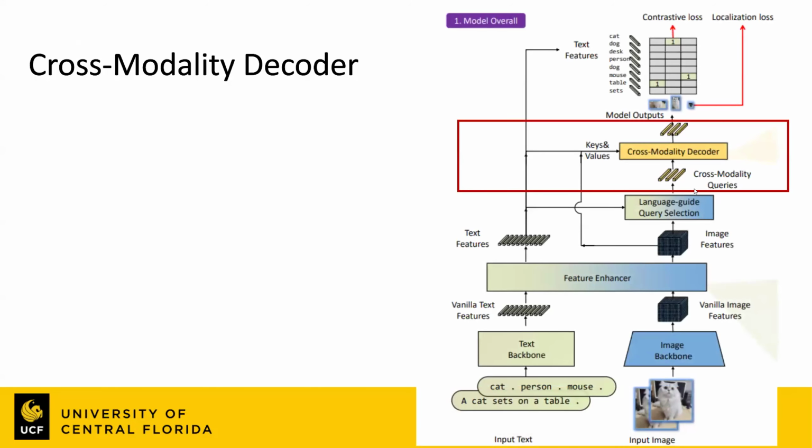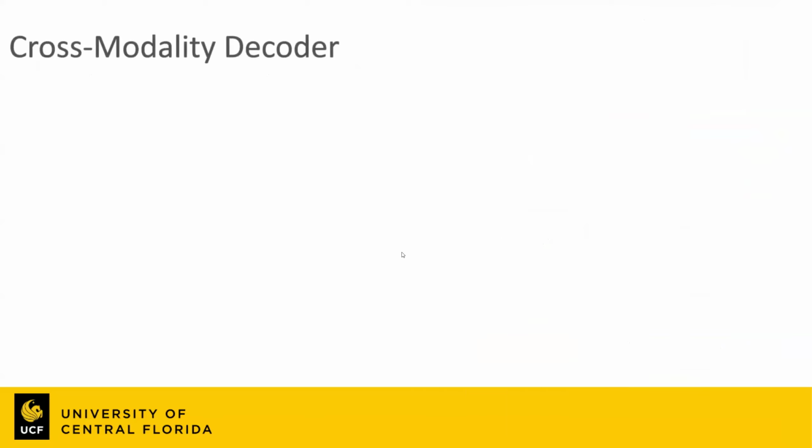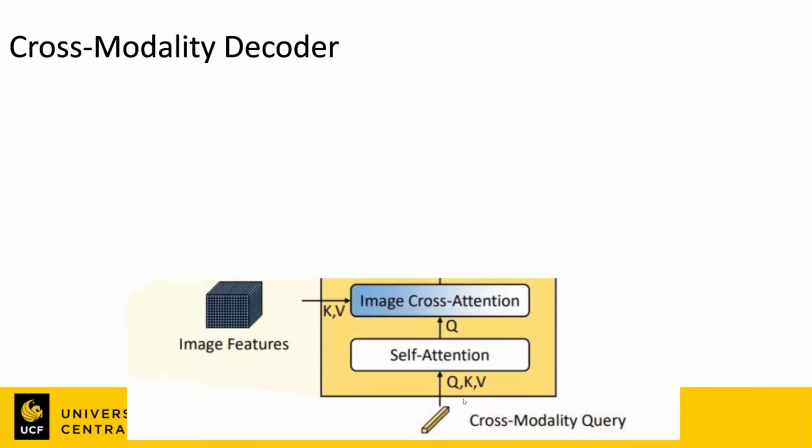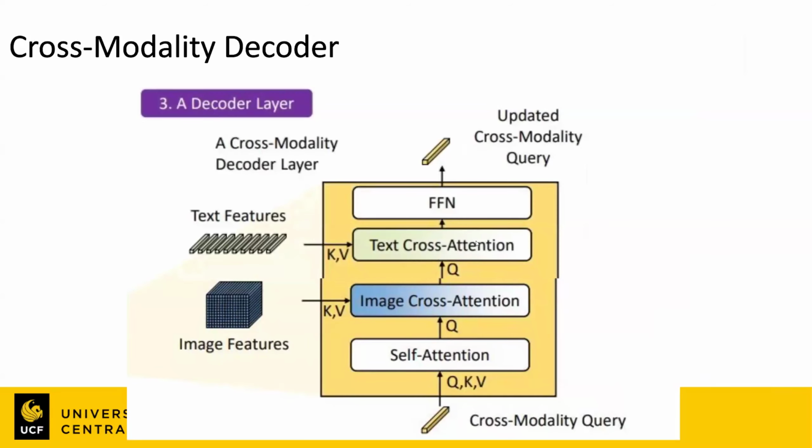So this is the third stage, which is cross-modality decoder. Here you take the cross-modality queries, which were sent from the previous stage, and you perform self-attention on it. And then you use those queries and key and value from image features to perform cross-attention. And again, you perform cross-attention with text features and pass it to a feed-forward network and get the updated queries for the detection.